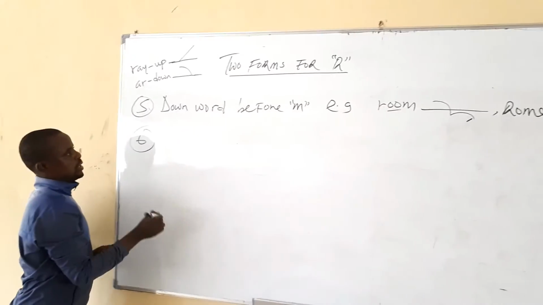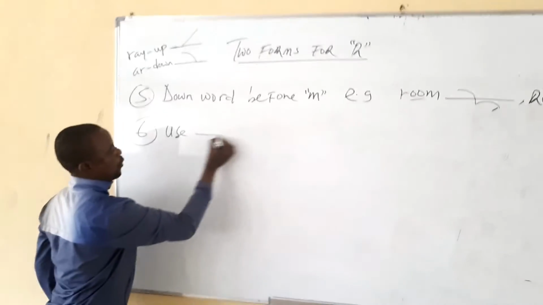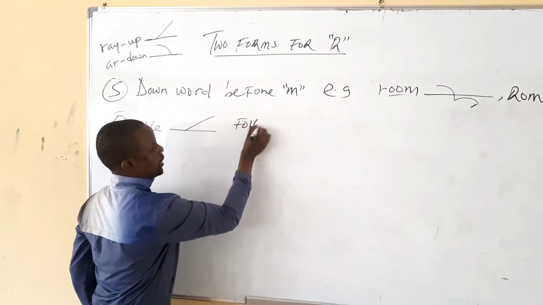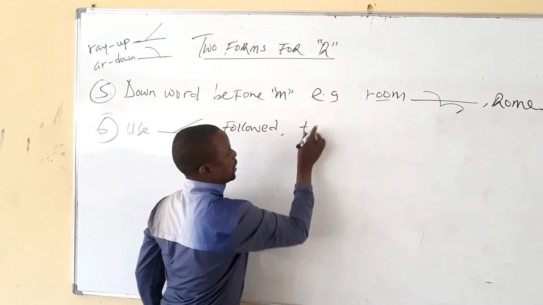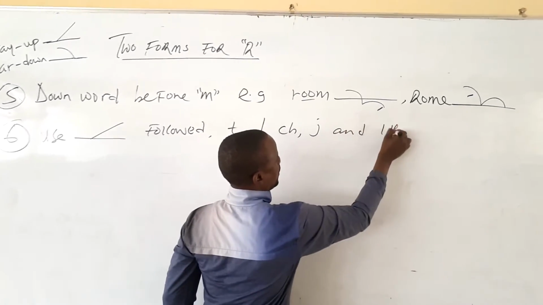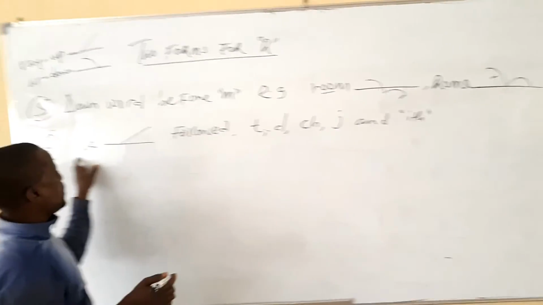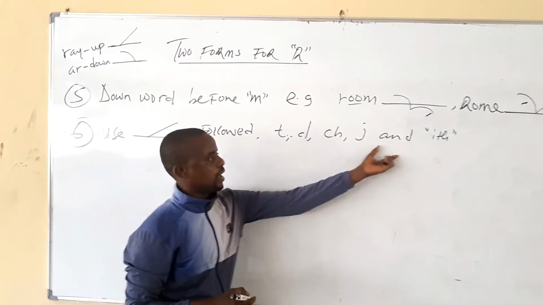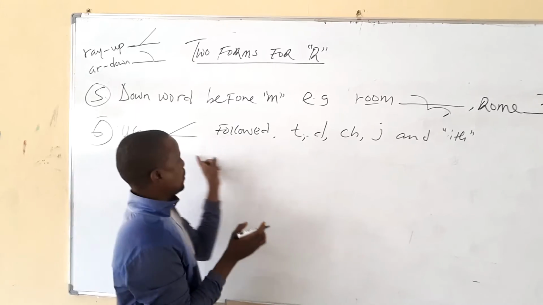Number 6: you can use array of followed by T, D, J. So you are going to use array of when R follows T, D, J. When you have the R in that word and it follows T, D, J, then we are going to use an example.